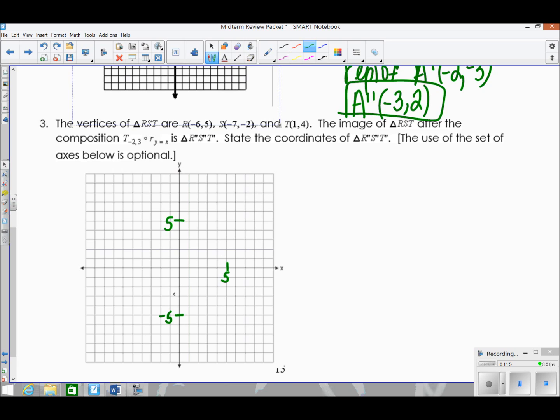And notice that it does say that the use of the grid's optional, but if you don't use the grid, then you have to memorize all those rules. So that's why I like using the graph. So let's go ahead and plot our triangle. So we have -6, 5, -7, -2, and 1, 4.